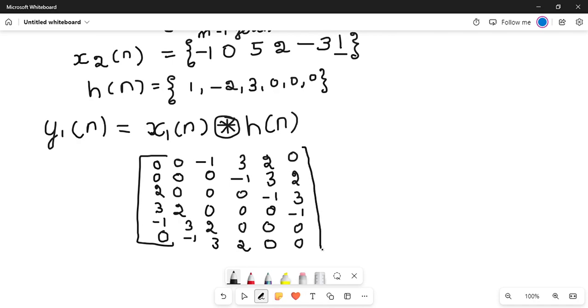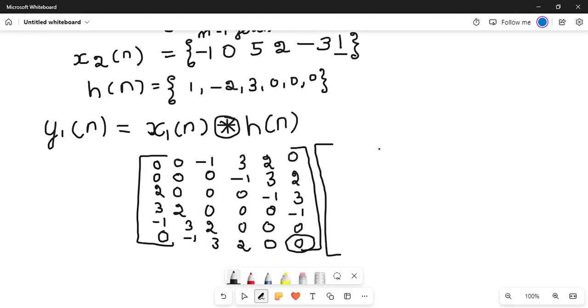We got a 6 cross 6 matrix. We have got a 6 cross 6 matrix, right? So now if we take this last 0 and shift it to the first, you will get the required x1 of n again. Fine. So we are going to stop there, until and unless we get a 6 cross 6 matrix. Now we have got the 6 cross 6 matrix. So we'll stop it over here. Fine. Then let us come to h of n.